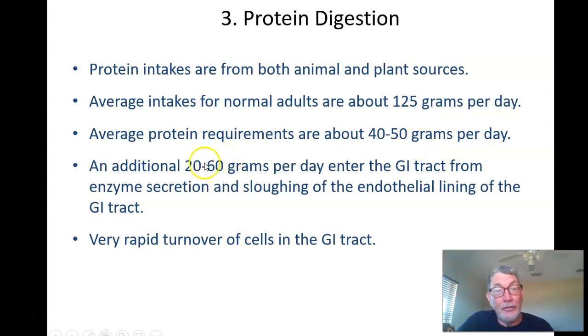You also get some more protein from the GI tract itself, which is constantly sloughing off cells at the tips of the villi where the oxygen levels are poor. And so you're digesting your own cells and reusing them, recycling.